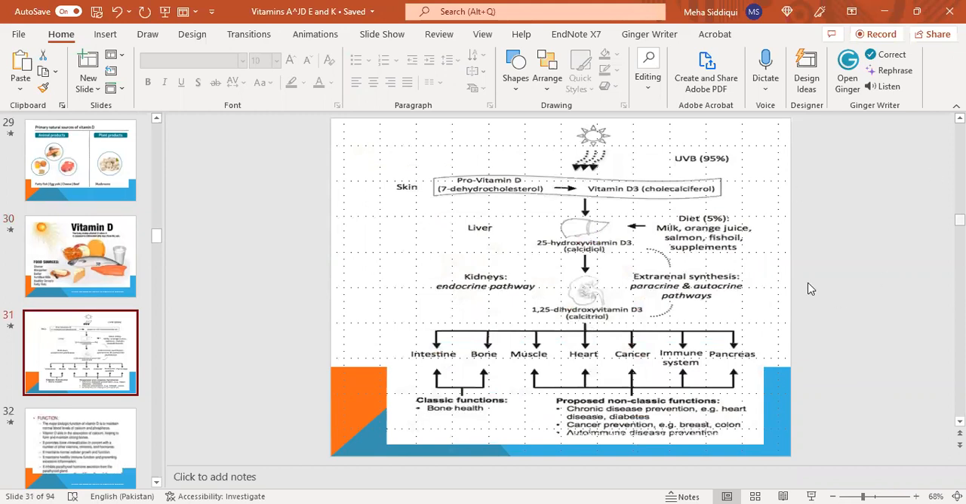This picture shows how provitamin D, which is present in skin, when the sun rays strike the skin, is converted to vitamin D3, which is an active form called calciferol, and in the liver it is converted to calcidiol, and in the kidney to calcitriol, and from there it goes to intestine, bone, muscle, heart, cancer, immune system, to boost the immune system, and pancreas. And these are the proposed non-classic functions: chronic disease prevention, heart disease, diabetes, cancer prevention of breast and colon, and autoimmune disease prevention.